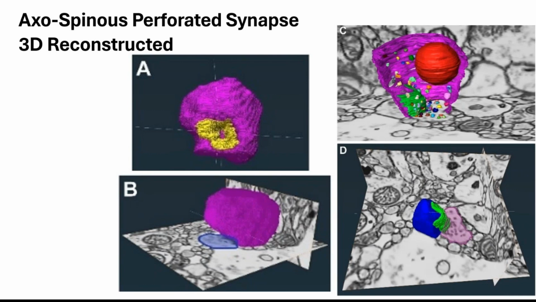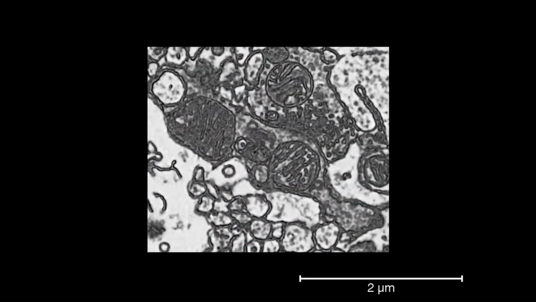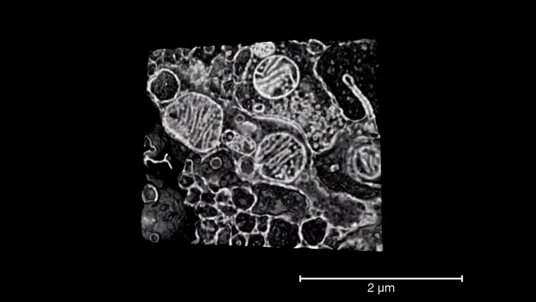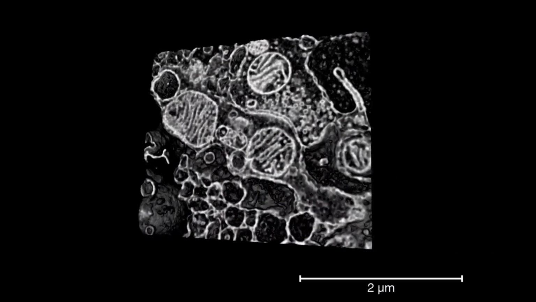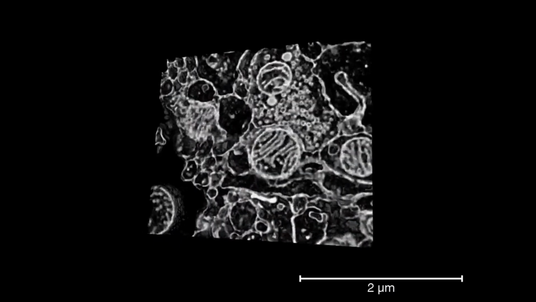In C, we have that bouton sort of cut in cross section. We can see there's a nice globular mitochondria in red. I've reconstructed some of the synaptic vesicles in various colors, and the active zone is shown in green. And you can do really interesting things in Amira, like these segmentations, and you can move through in video through the X, Y, or Z direction.